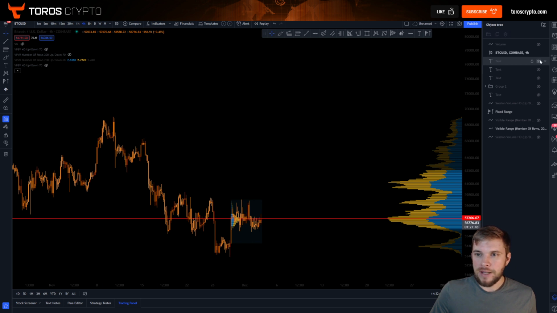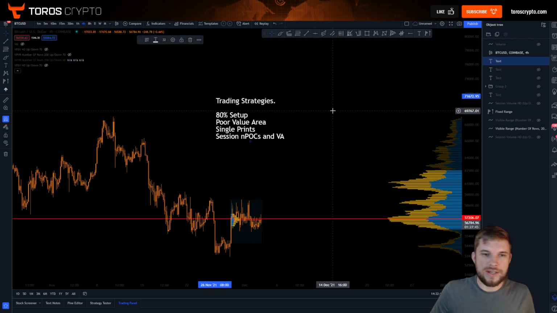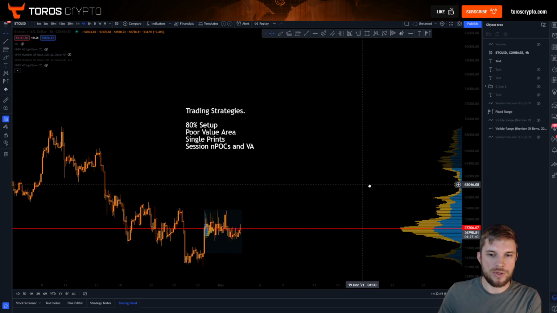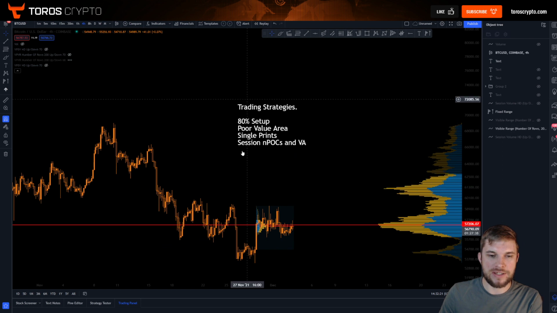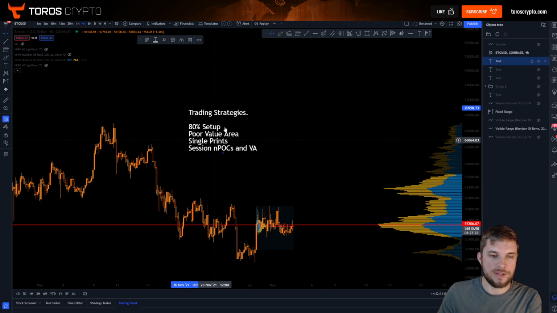Okay. And finally, we will look at some of our trading strategies. So again, anyone within the crew section, we do have specific playbook trading strategies for this. It's the 80% setup, the poor value area, single prints, session, naked point of controls, and value area. Okay, these are some of the main trading strategies within our crew section.